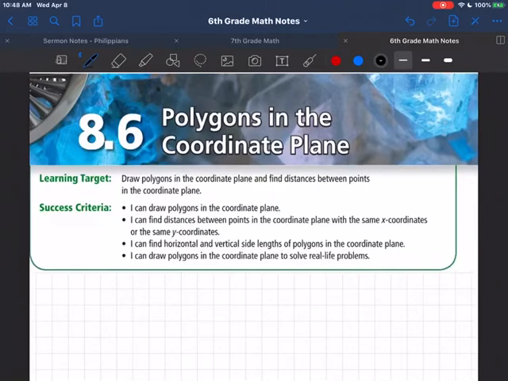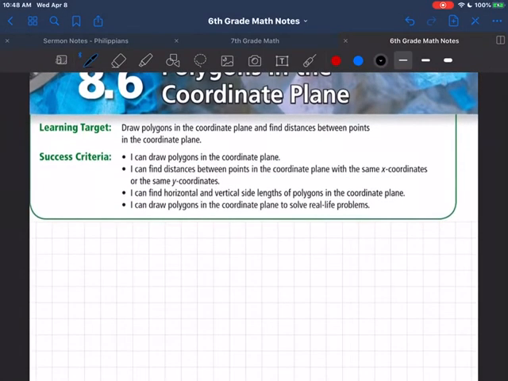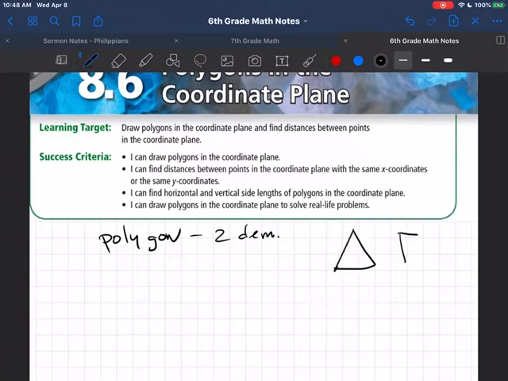Polygons in the coordinate plane. Okay, so what's a polygon? A polygon is a two-dimensional shape that has at least 3 vertices. Those are 2 words you need to know. So a polygon is a two-dimensional shape. You guys know what these are.